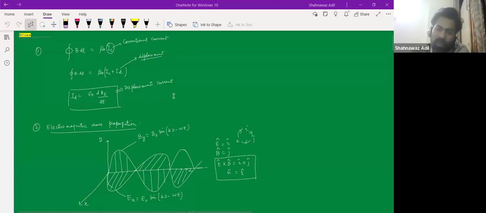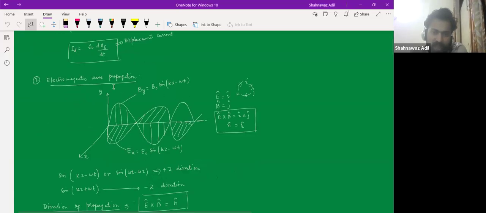And one other thing that you have learned is about the propagation of electromagnetic waves. The magnetic and electric fields are orthogonal, perpendicular to each other. Let's say the magnetic field is in the y direction and the electric field is in the x direction, right? If you take E cross B, that will give you the direction of propagation.